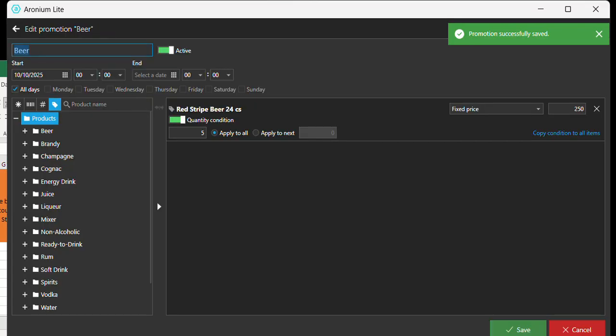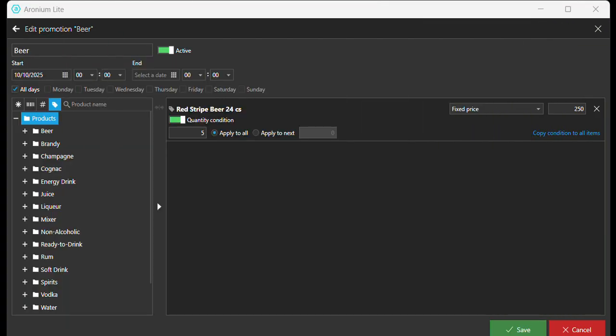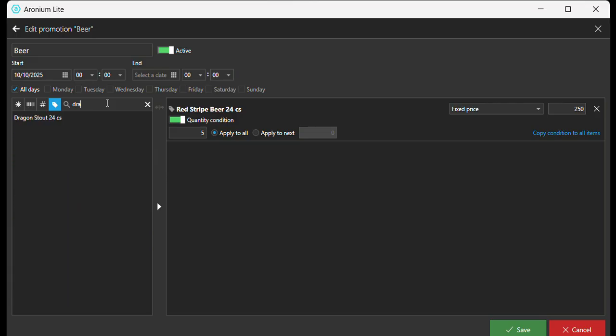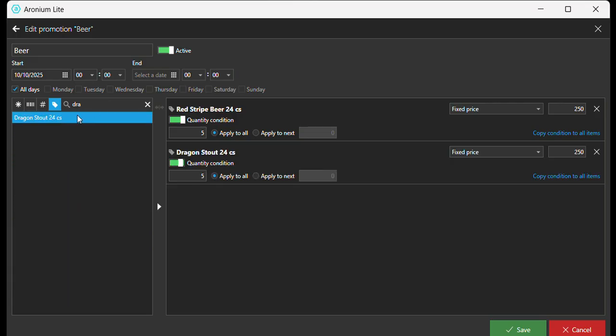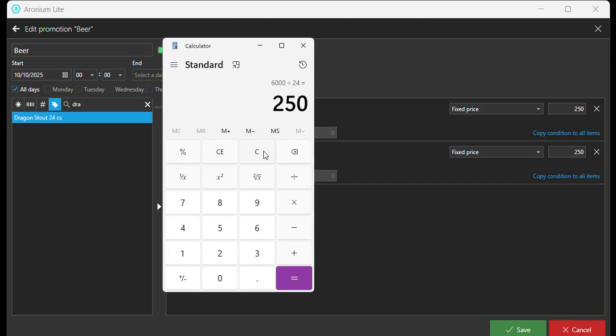Now we're going to add, in the same breath, dragon. I'm going to add dragon to this. Double click, and we'll do the same thing. The dragon price is a little different. The case price for dragon is 6,500. So we're going to do the maths. We're going to say 6,500 divided by 24. That's the case.